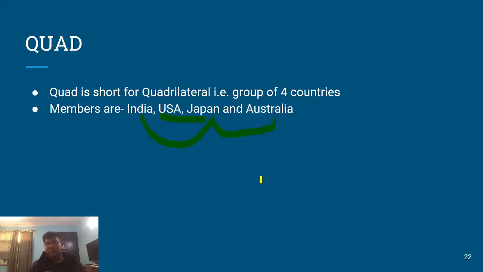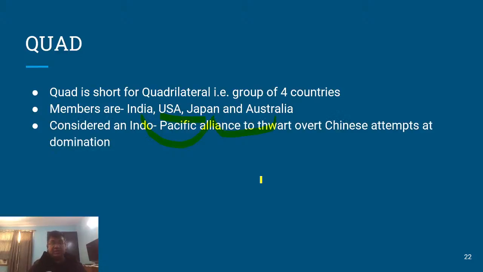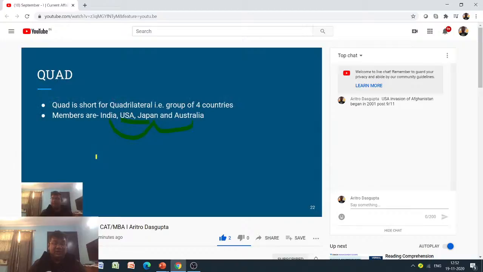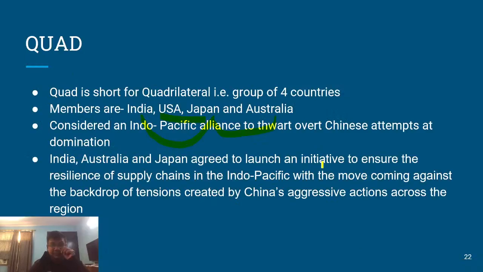Although the International Permanent Court of Arbitration in The Hague has declared those islands belong to Vietnam, China, which claims those islands, said that Australia should not be there, the navy should not be there. So it was a rather bizarre situation. The USA, of course, has been having this trade war with China, so it's an Indo-Pacific alliance to thwart overt Chinese attempts at domination in this particular region.